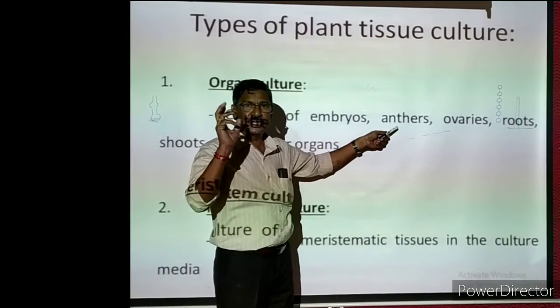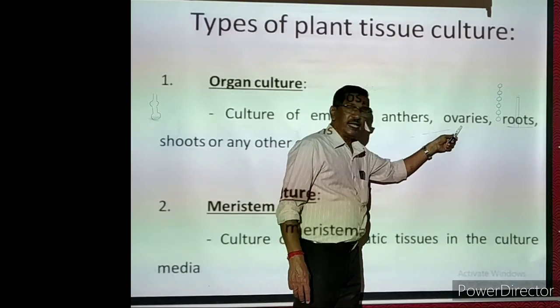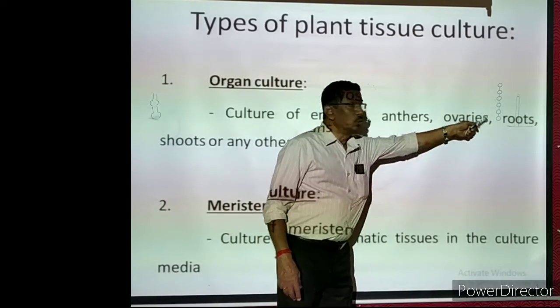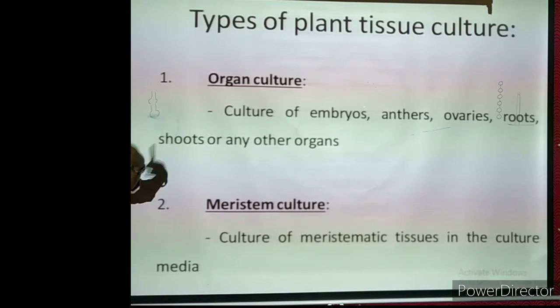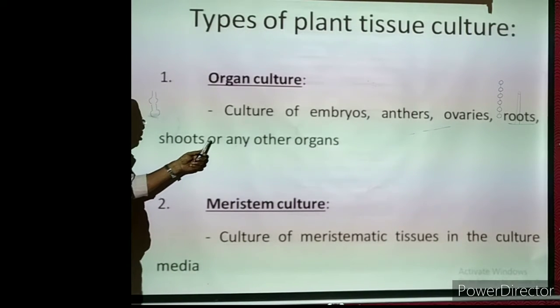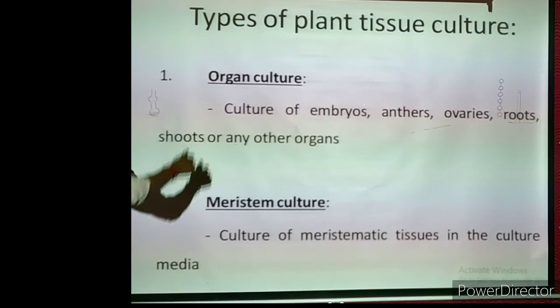Anthers, only anthers will be developed. Anthers are the organs of a flower. Then ovaries, they are also present in the flower. Roots can be developed. And shoot means what? The main stem and the branches, that is shoot, or any other organs of the plant can be developed. That is called organ culture.